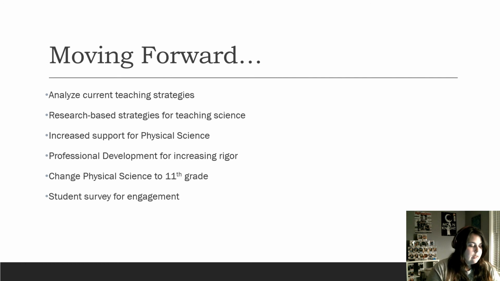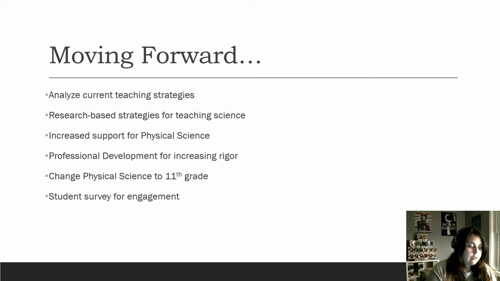We need professional development for increased rigor for both. So we want both sciences. We want students in the proficient and distinguished range. So we need increased professional development to push teachers to increase the rigor of their courses. Change physical science to an 11th grade milestone. Now, this has been something that Alexander High School has discussed before, possibly to make the workload easier, to give older students a better chance of passing those milestones.